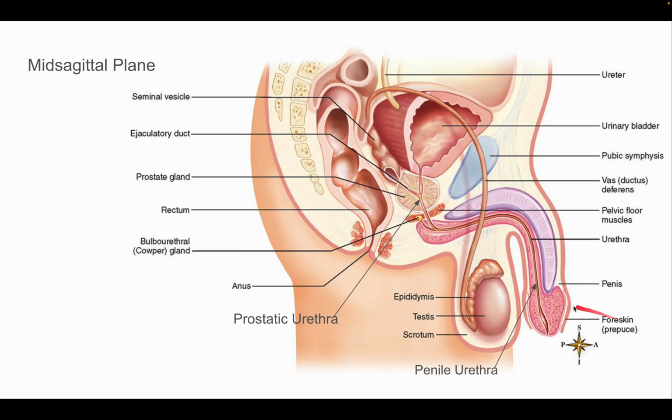Then we have our prepuce, or the foreskin, and this guy is uncircumcised because you can see the prepuce folds over the glans penis. And then a urethral opening is unlisted, but it's right here. And that's just because, well, it opens. So we have our penis here, and then we have our pelvic floor muscles right here that control the flow of urine. And then the vas, or ductus deferens. And that's it for this basic anatomy.